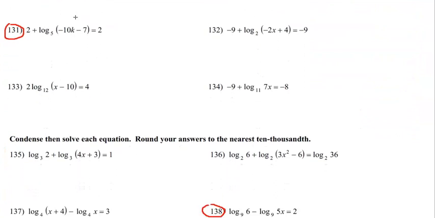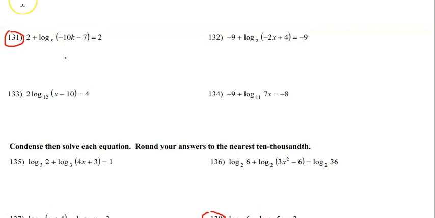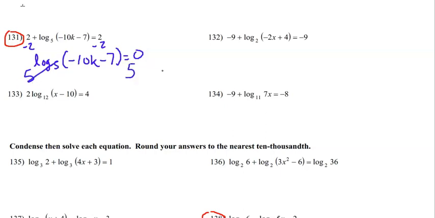Let's look at number 131. 2 plus log base 5 of negative 10k minus 7 equals 2. So from here we're going to isolate the log first. So then we have log base 5 of negative 10k minus 7 equals 0. To get rid of the log 5, we're going to base 5 each side. 5 to the 0 power is 1. So we have negative 10k minus 7 equals 1. Okay, let's isolate the variable.